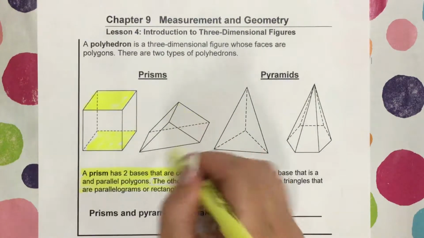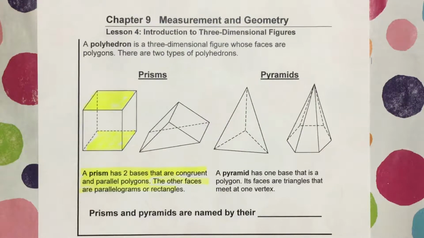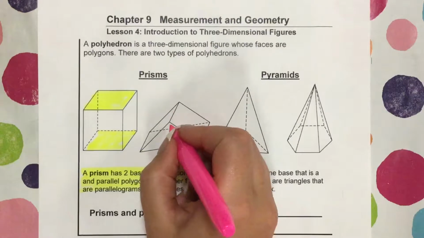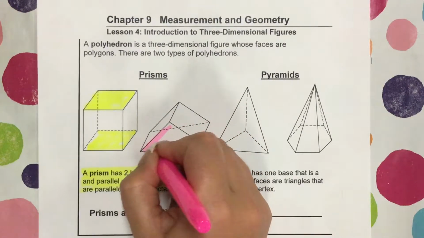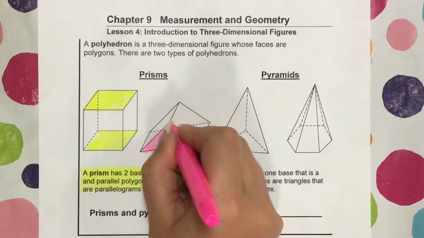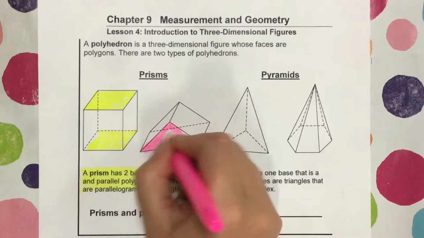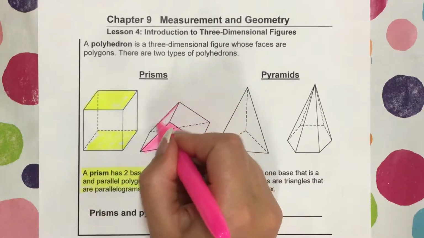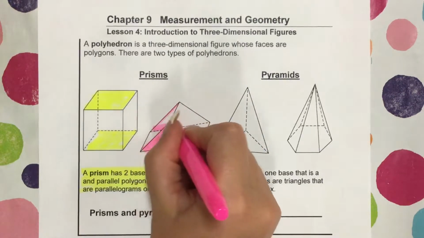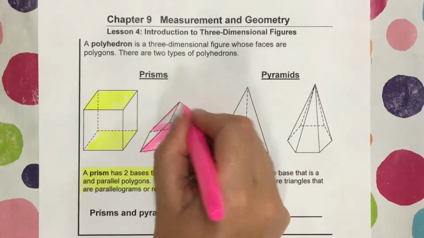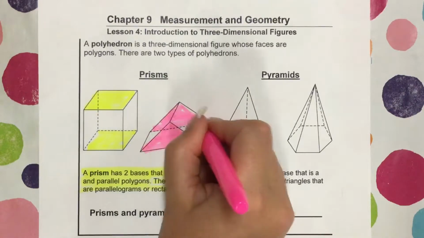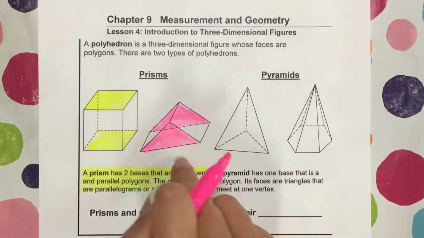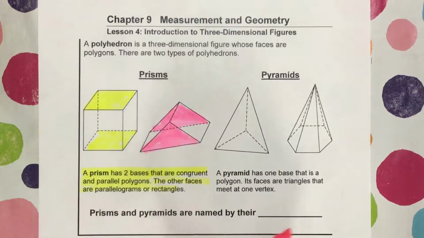If we look at this figure, we're looking at the base. The base of this one is a triangle. This is the front base of the figure, and this is the back base. Back here is another triangle, and those triangles are parallel with each other. So we would call this a triangular prism.